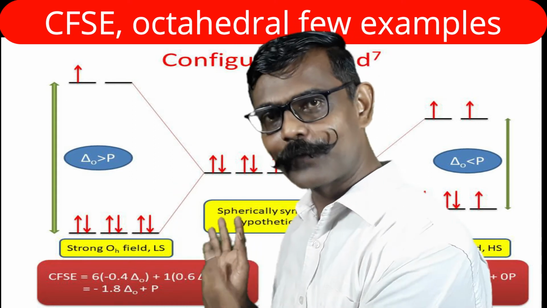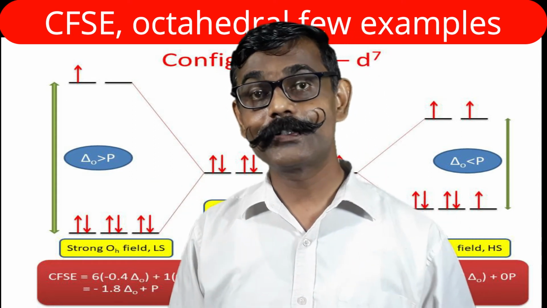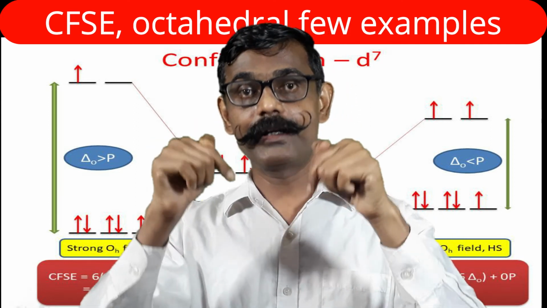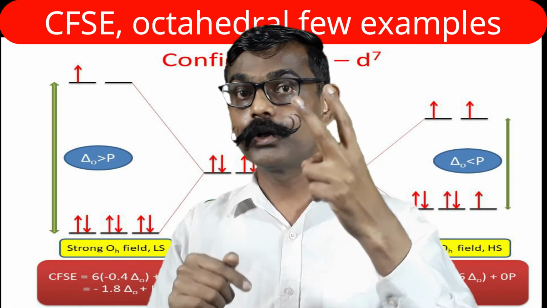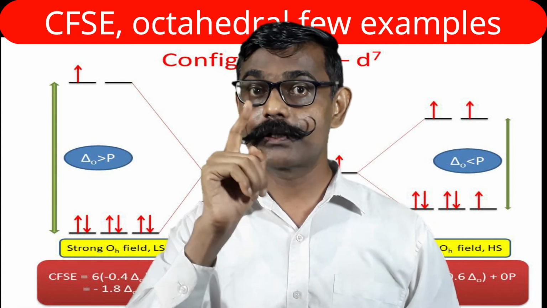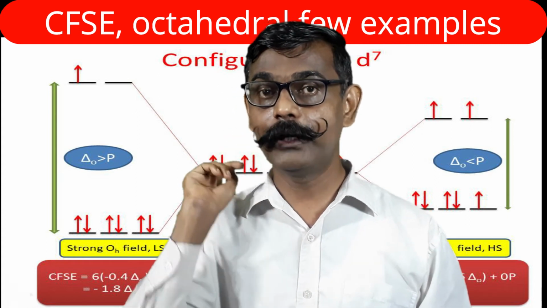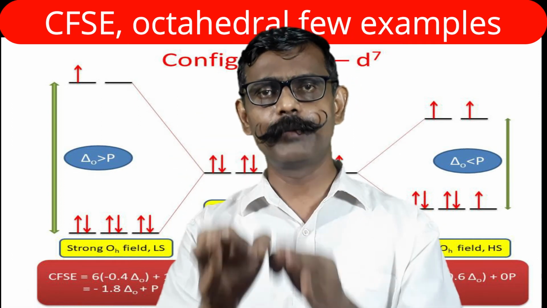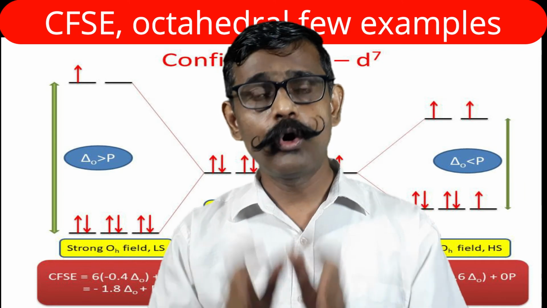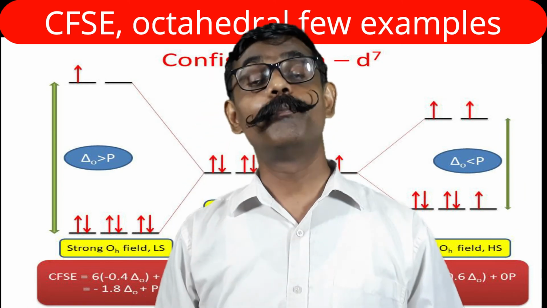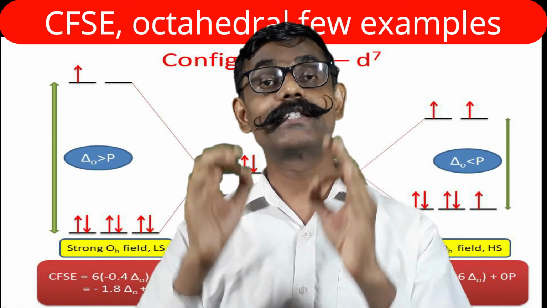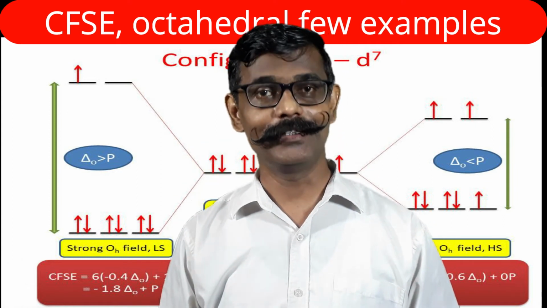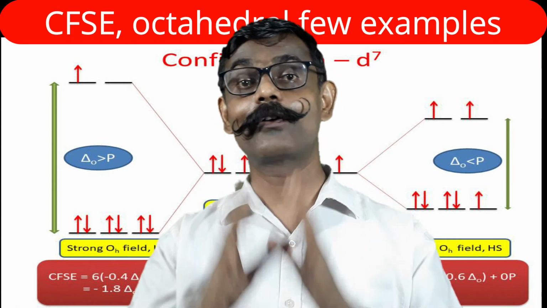In case of strong field, the electronic configuration is T2G6 EG1. How many pairs are here? 3. And in the original spherically symmetrical hypothetical field, how many pairs are there? 2. So 1 extra pair is there. So what is the value of small p? 1. What is the value of m? 6. What is the value of n? 1. Substitute in our formula: 6 into minus 0.4 delta O plus 1 into 0.6 delta O plus 1P. So what is the answer? Minus 1.8 delta O plus P. It's the CFSE for D7 electronic configuration.